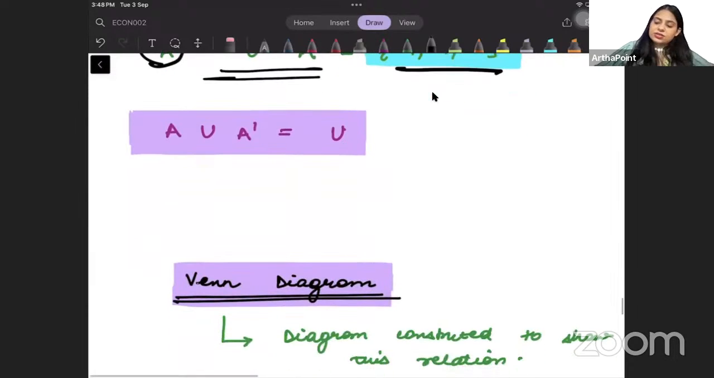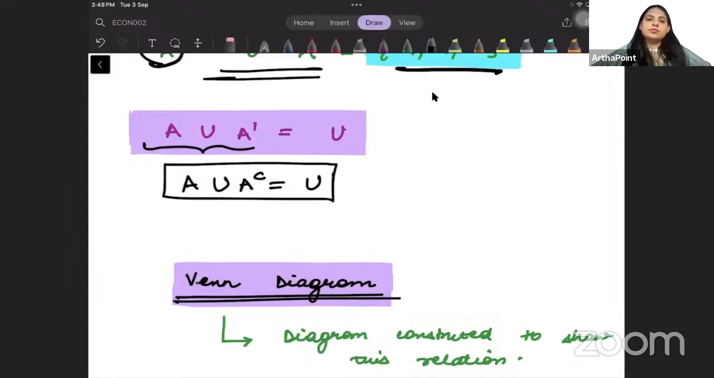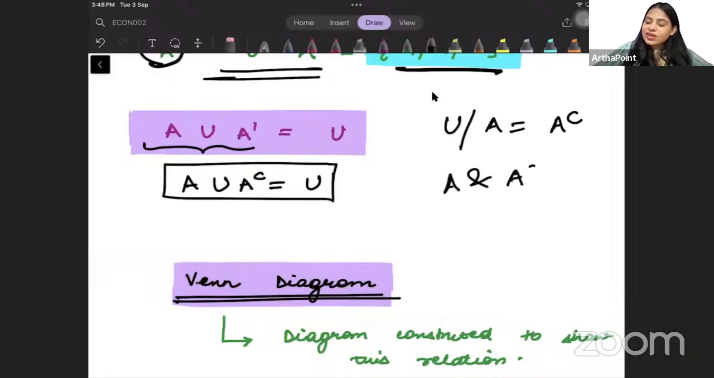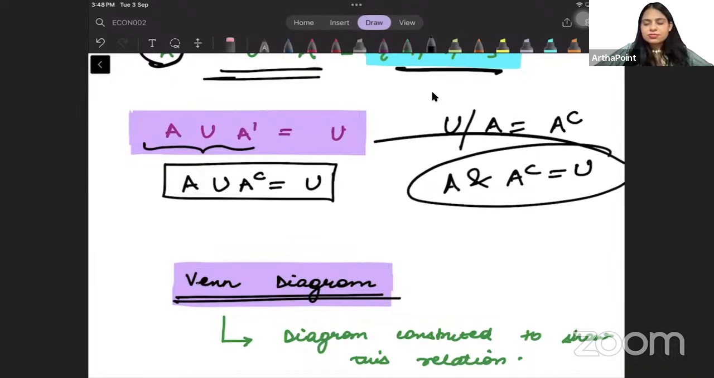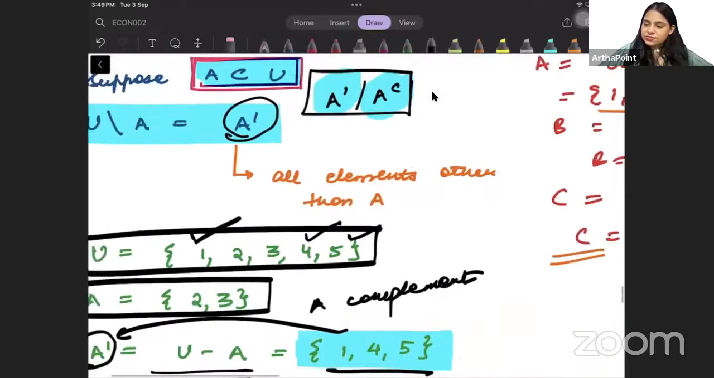Okay. Acha, another thing. If I take all elements of A and all elements of A complement, I will get the entire universal set. भाई, यूनिवर्सल सेट में से ही तो A को हटा के A complement आया. So by removing A from the universal set, you got A complement. If you take all elements of A and A complement, you have to get back to the universal set. आप वापस universal set पर ही आ जाओगे, right?